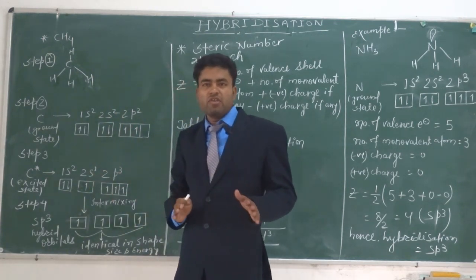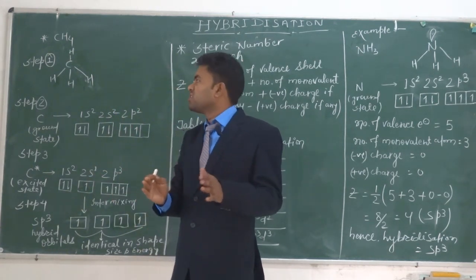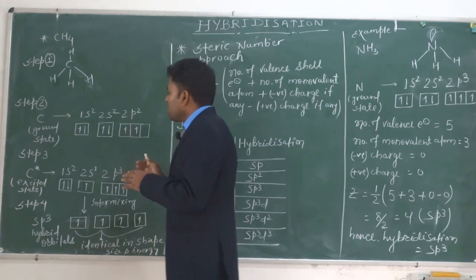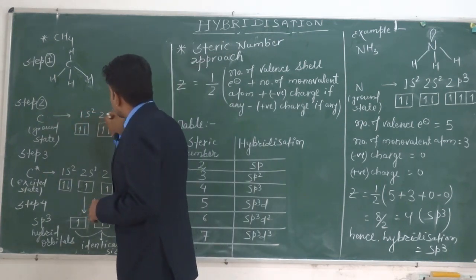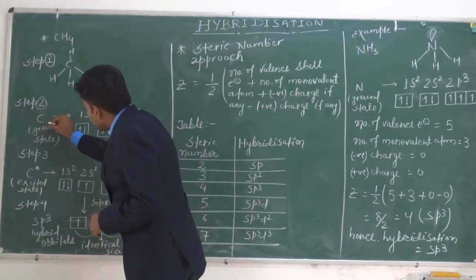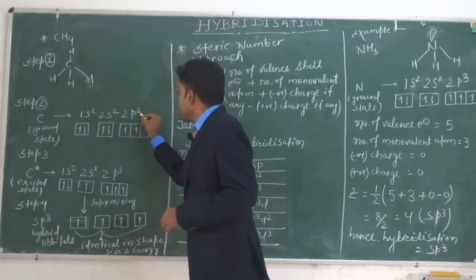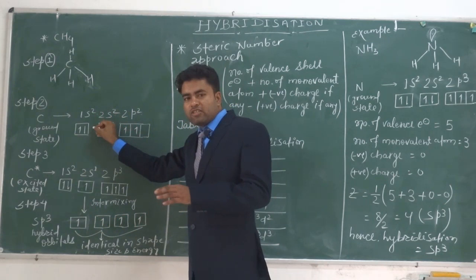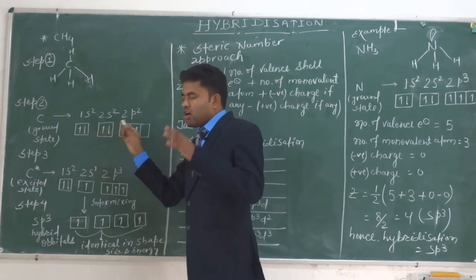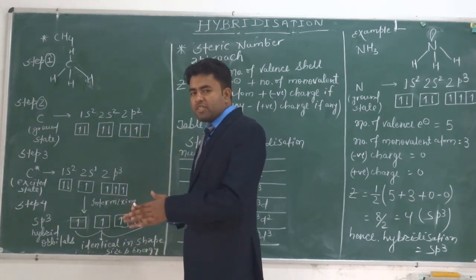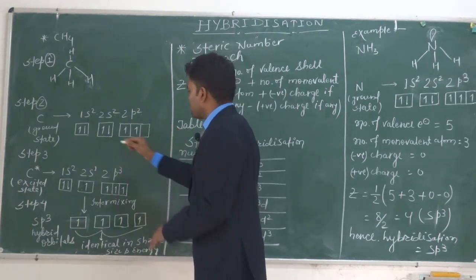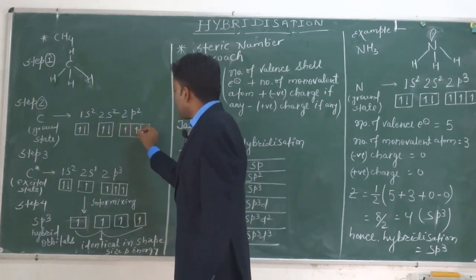Now in the next step we will draw the electronic configuration of the central atom. Here we have drawn the electronic configuration of the central atom in the ground state, that is 1s2, 2s2 and 2p2, and we fill the electrons according to the Aufbau principle, Pauli exclusion principle and Hund's rule. So here we fill the electrons in the orbitals.